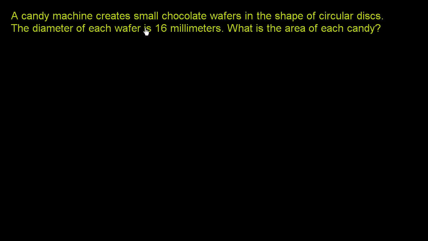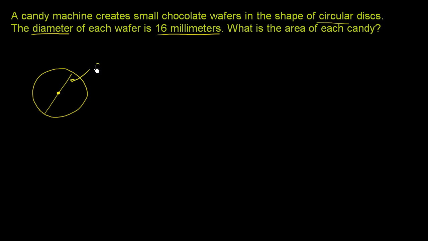A candy machine creates small chocolate wafers in the shape of circular discs. The diameter of each wafer is 16 millimeters. What is the area of each candy? So the candy, they say it's the shape of circular discs, and they tell us that the diameter of each wafer is 16 millimeters. So if I draw a line across the circle that goes through the center, the length of that line all the way across the circle through the center is 16 millimeters.